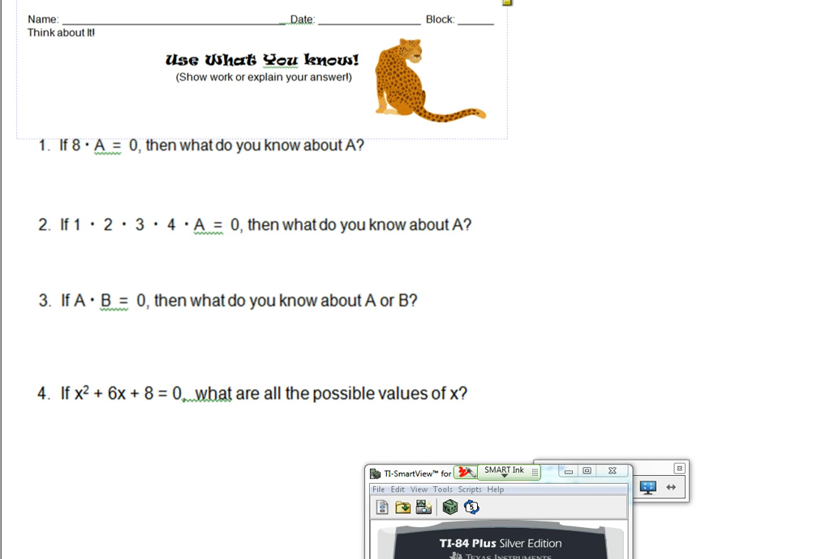Number one, if 8 times a is 0, then what do you know about a? Well, we can solve for that. We could just divide the 8 over, and you're going to get a is 0.